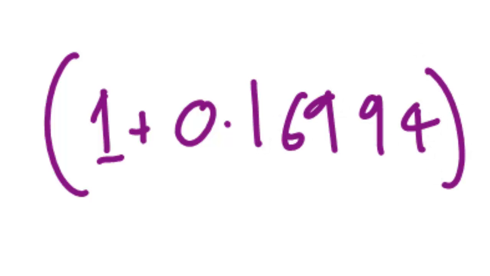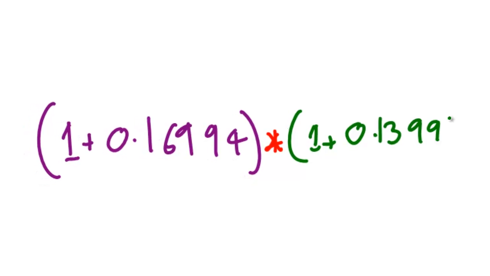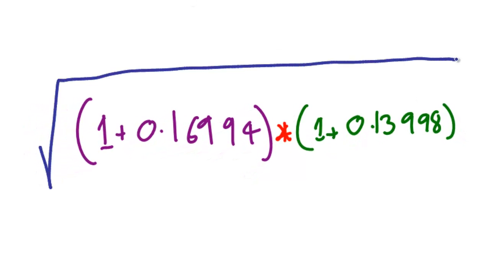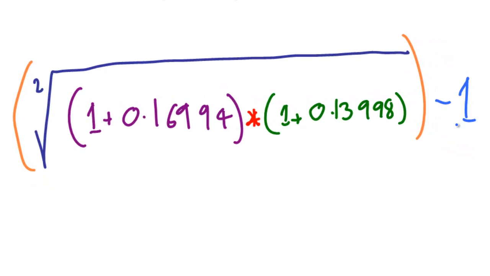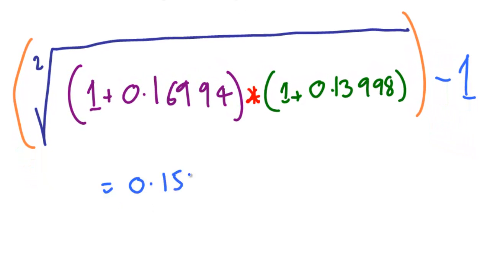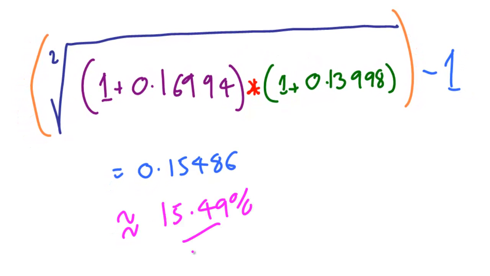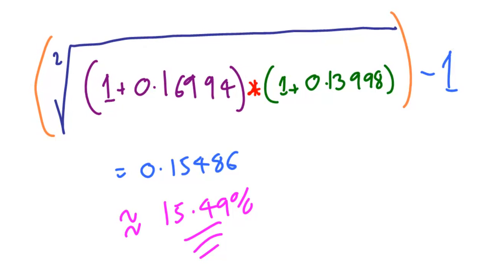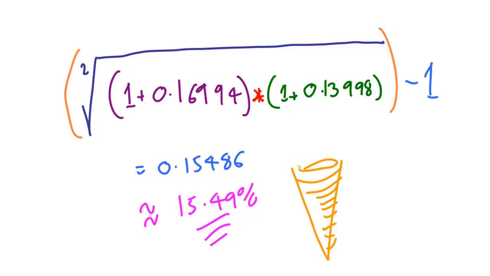The geometric average of the 2 holding period returns is 1 plus 0.16994 multiplied by 1 plus 0.13998. Square root this, then take away 1, which leaves us with 0.15486, or approximately 15.49%. We are done. We now have the time-weighted rate of return. Time for an ice cream.